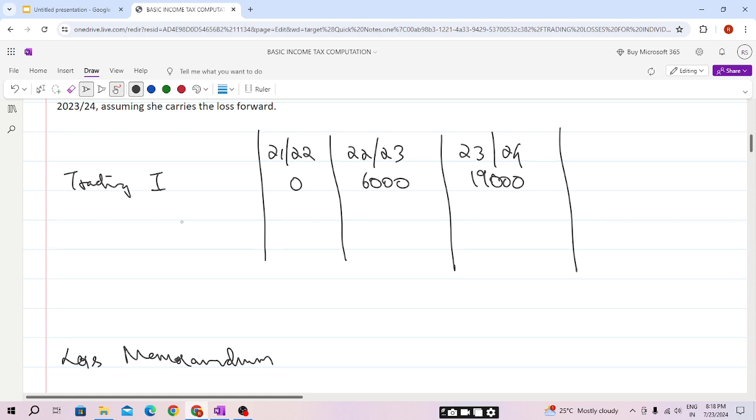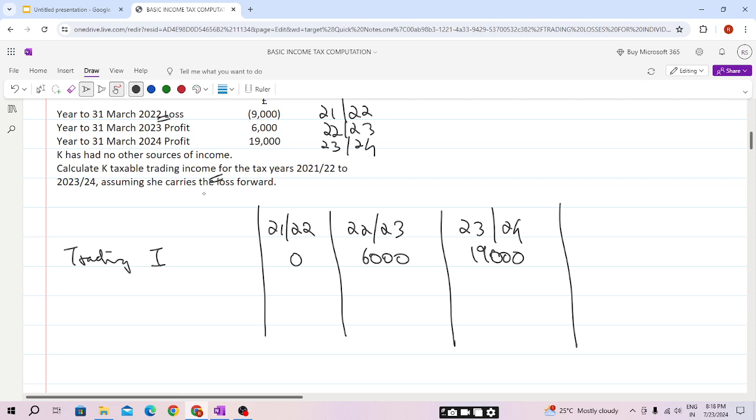Now students, option 1 has not been selected. The option number 2, that is set off by automatic relief of carry forward loss relief, is available. So this loss is carried forward, and it will be set off against the first available trading profits.